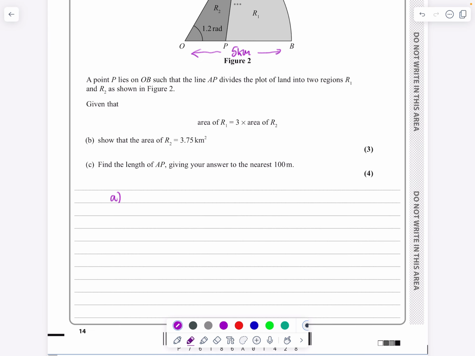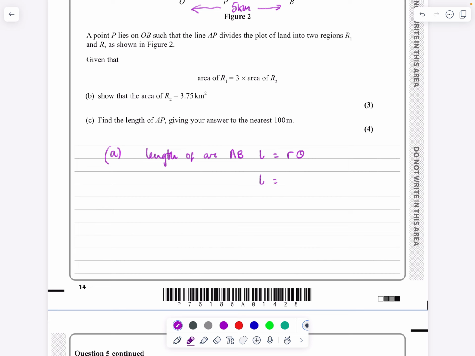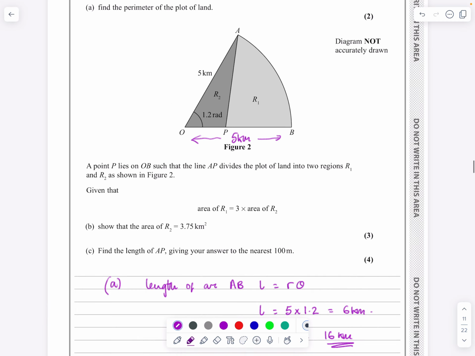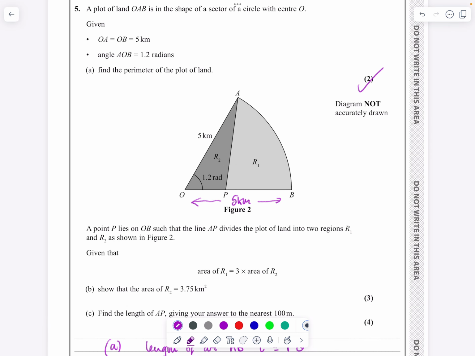Let's say to the examiner what we're going to do. So we're going to start off by saying the length of arc AB, L equals r theta, so L is equal to 5 times 1.2, which gives me 6 kilometres. So if that's true, the perimeter of the shape is equal to 5 plus 5 plus the 6 there, so that's 16 kilometres. Dead straightforward. 2 marks for that part there, no issues at all with that.